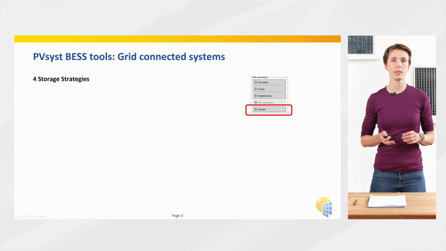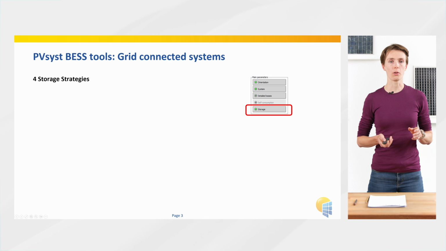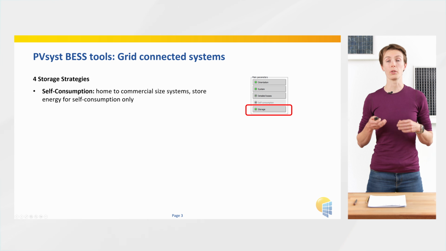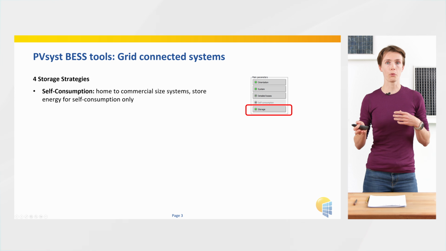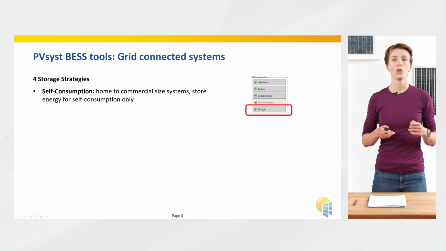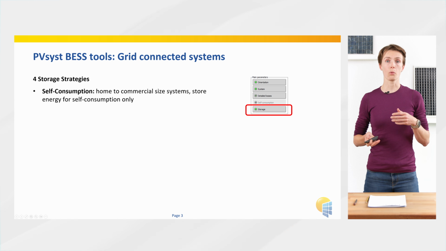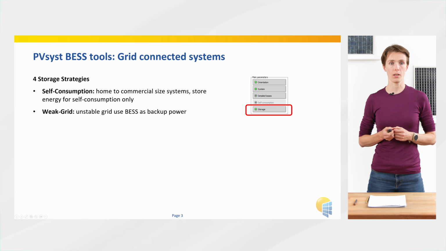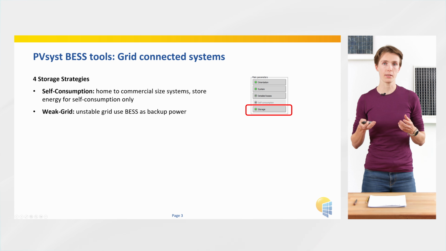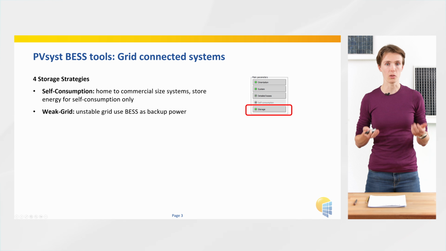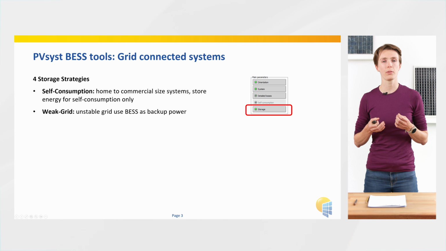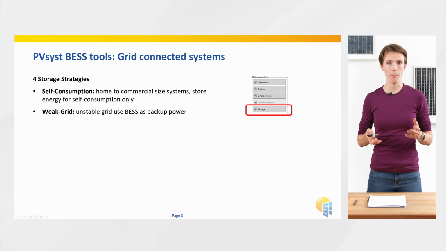Here I'll be focusing only on grid-connected systems. Our storage tool is available in the main parameter windows of PVsyst, and it gives you 4 different storage strategies. The first one is the self-consumption strategy. It's meant for home to commercial size systems to store your production for self-consumption. Then we have the weak grid strategy that is meant for places in the world where the grid can be unstable. And here the main purpose of your battery is really to function as backup power.